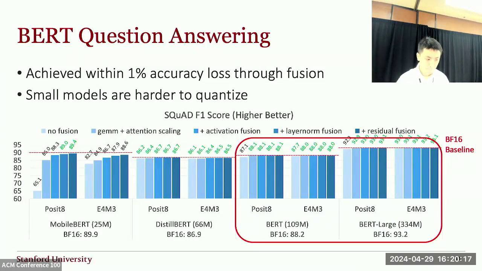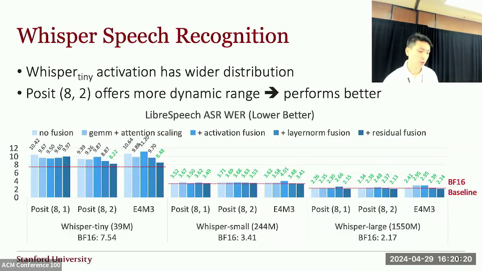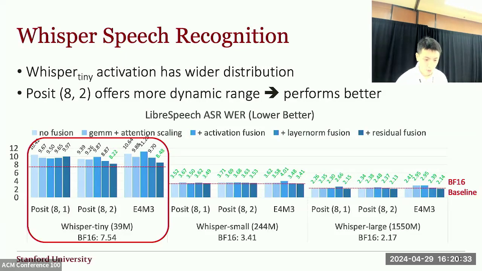We also evaluated on the Whisper model, an encoder-decoder-based transformer model, on the speech recognition task. Similar to BERT, we observed the same pattern that smaller models are harder to quantize and have larger performance degradation. For Whisper Tiny, posit8 struggled to reach the desired accuracy, even through operator fusion. Through inspecting tensor value distribution, we found that Whisper Tiny has a wider activation distribution. So we tested another posit configuration, 8-bit posit with 2 exponent bits, which has even more dynamic range, and we found it performs better. It means that range is favored over precision in this case.